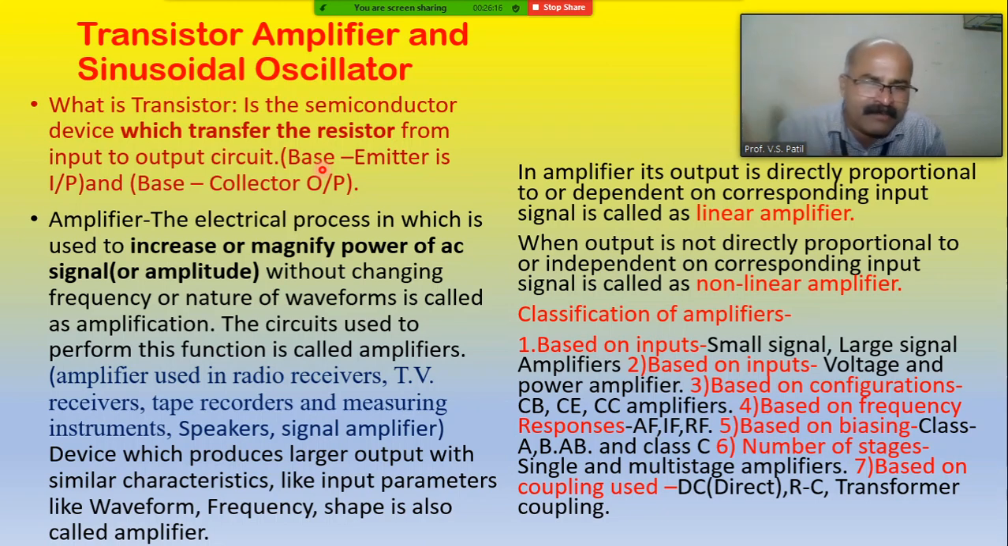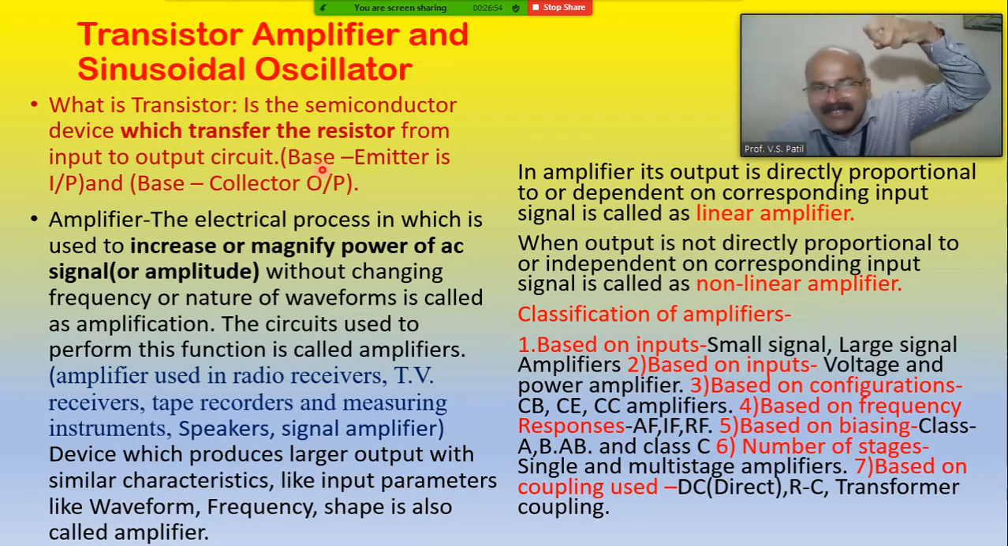Okay, then the total word is transistor amplifier. I just gave the total introduction of the transistor. Here the whole word is transistor amplifier. Then what is the amplifier? Amplifier is an electronic circuit, but which circuit? Which makes the process of amplification. What is the process of amplification? Amplification is the process of increasing, means increase, or magnifying.